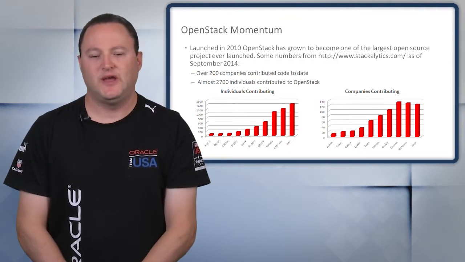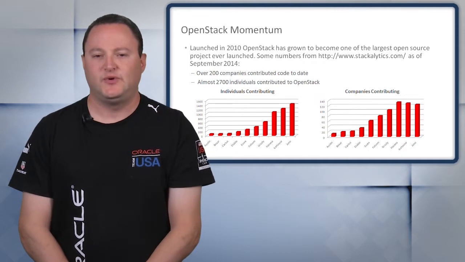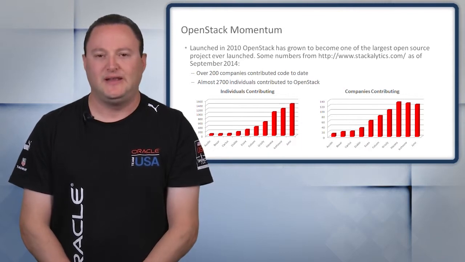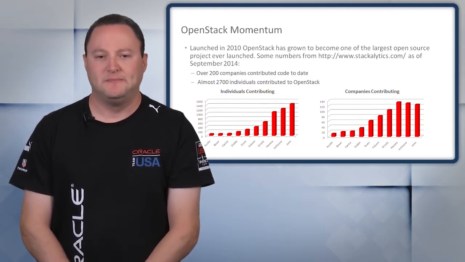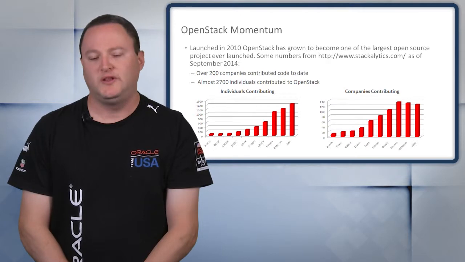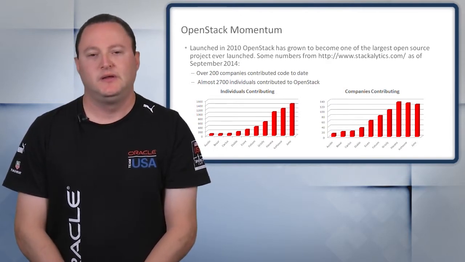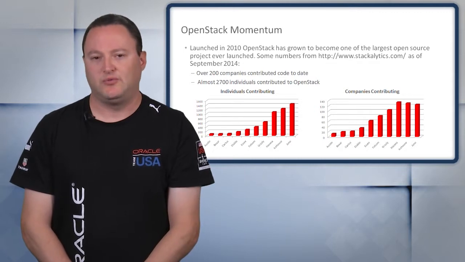We see the same trend for the companies. There are a lot of companies. In recent years, some of those companies merged or changed, and that's why we see a slight decrease in the number of companies, but still we're talking about more than 200 companies who are involved, invested, and committed to the OpenStack project.